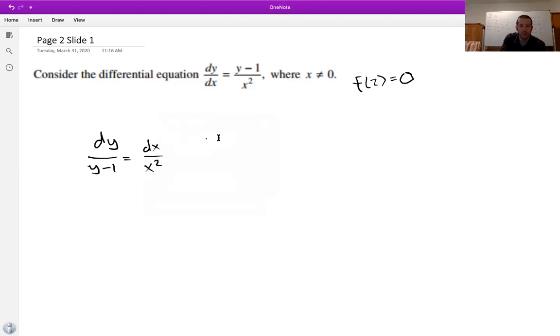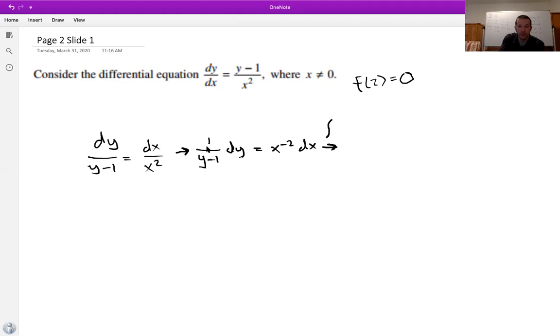Now I'm going to rewrite this a little bit so I can see better what's happening. Dy over y minus 1 is okay the way it is. This is 1 over y minus 1. And this one is going to be easier if you think of it like x to the negative 2 dx. This is just a rewriting of this. And now I'm going to do integrals because I've separated the variables. I've got all the y's and dy's on one side, the x's and dx's on the other side.